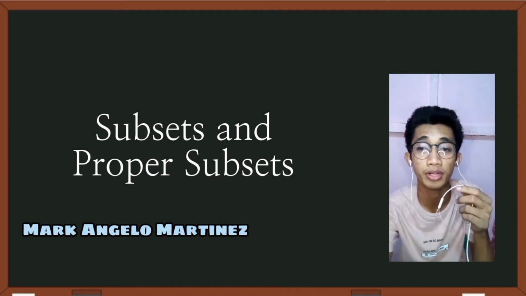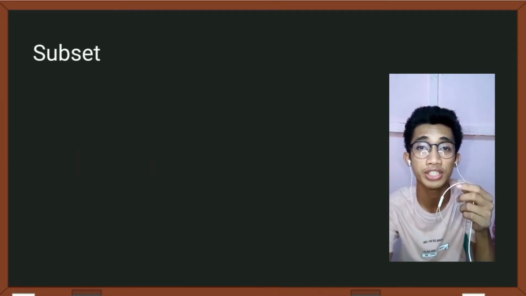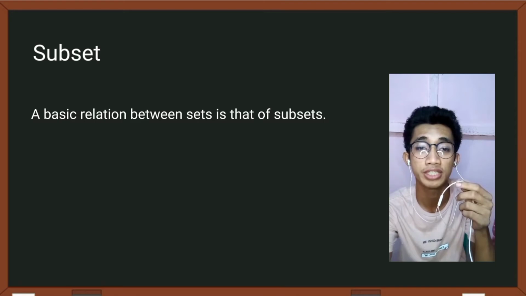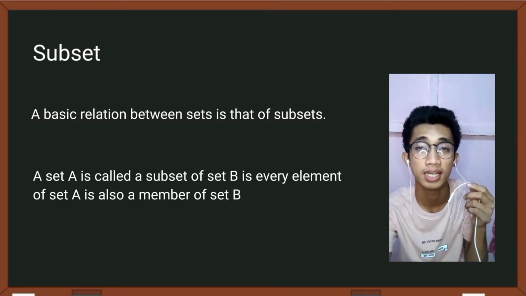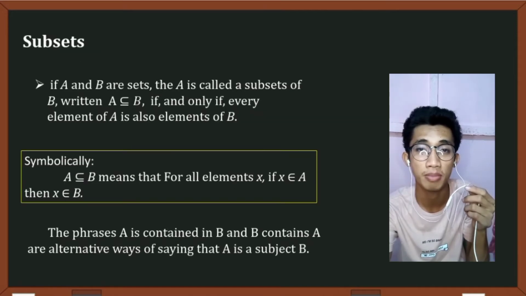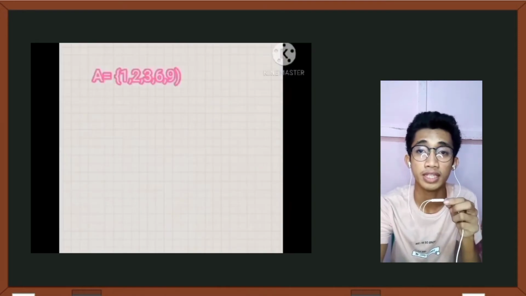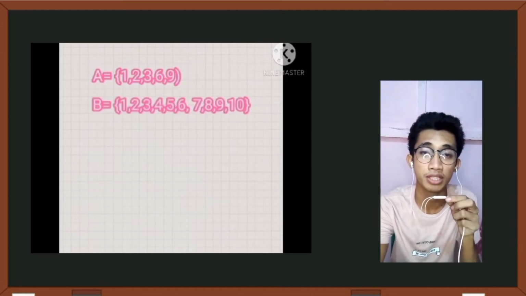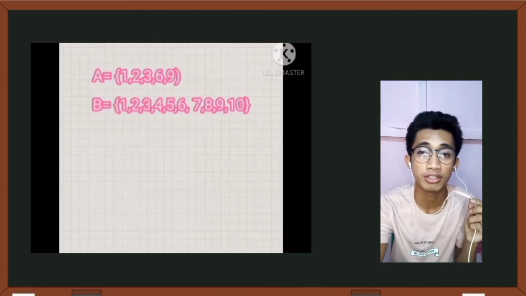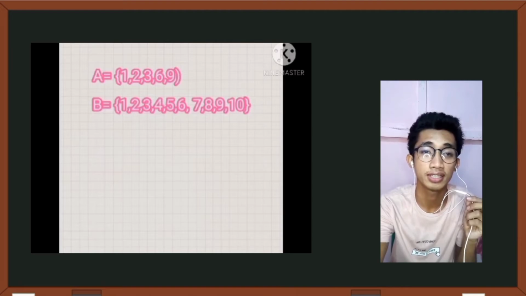Hi, we are going to talk about subsets. So, the definition of subset: a basic relation between sets is that of a subset. A set A is called a subset of set B if every element of set A is also a member of set B. Suppose we have a set A whose elements are 1, 2, 3, 6, and 9, and we have a set B whose elements are 1, 2, 3, 4, 5, 6, 7, 8, 9, and 10, the set of the first 10 natural numbers, right?